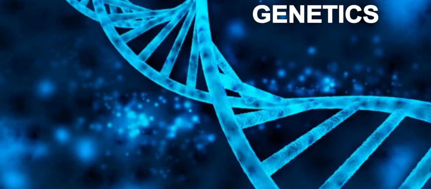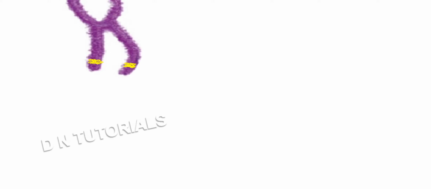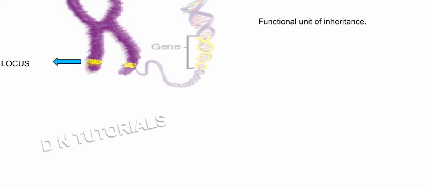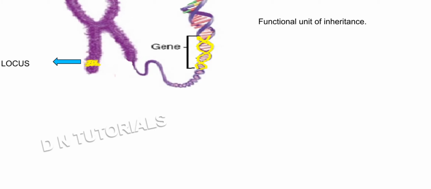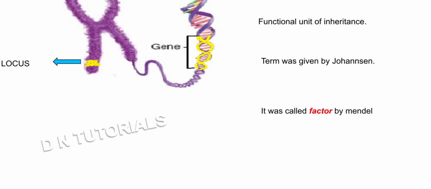Hello students, in this part we are going to learn about gene and allele. A gene is a functional unit of inheritance. It is located on the chromosome, and the place of location of a gene on a chromosome is called a locus. Mendel was a scientist who studied genes for the first time, but he called them factors. The term gene was given by Johannsen.